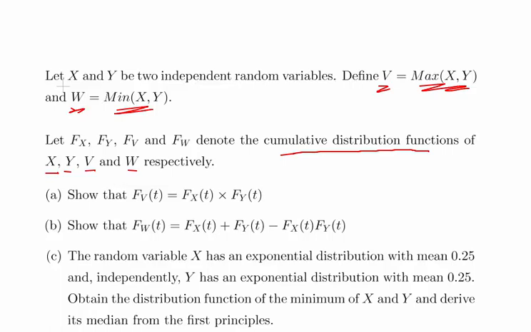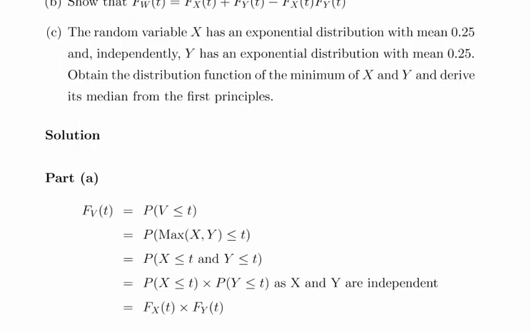Okay, and then lastly, one on the exponential distribution. The random variable x has an exponential distribution with a mean of 0.2, and independently y has the same exponential distribution with a mean of 0.2. Obtain the distribution function of the minimum of x and y and derive its median from first principles. So we'll come back to that later.